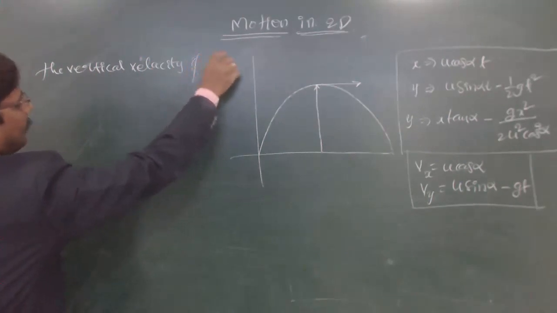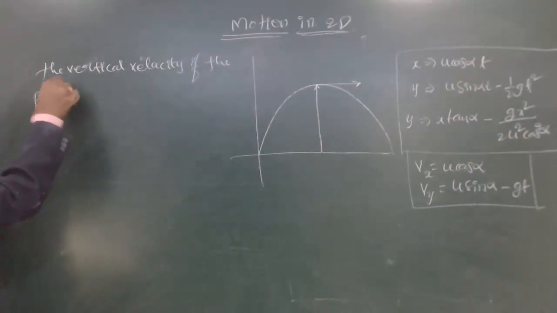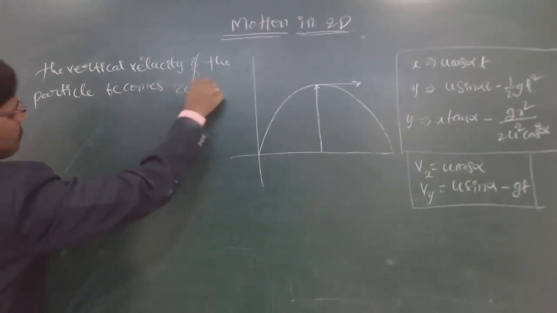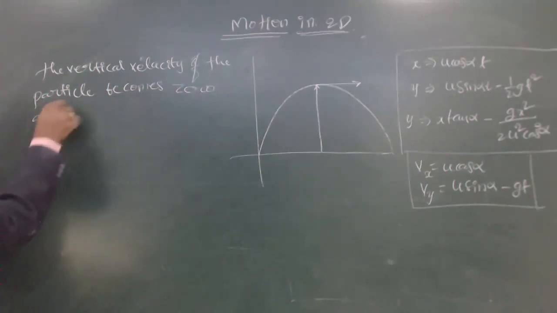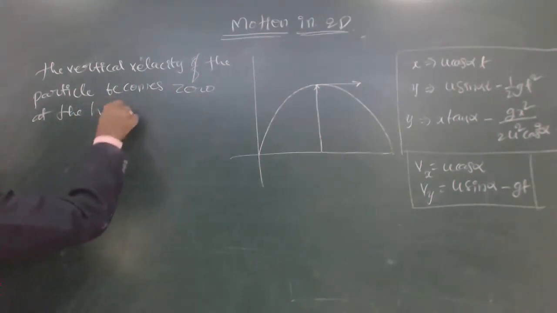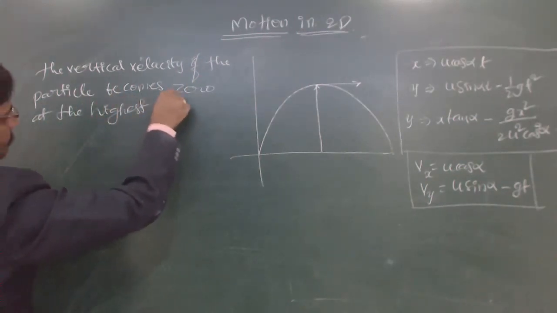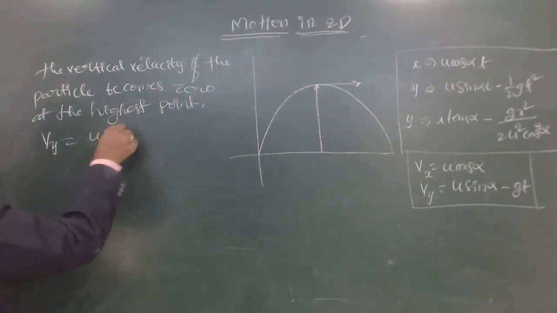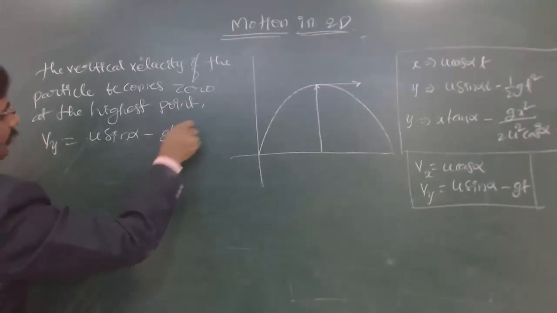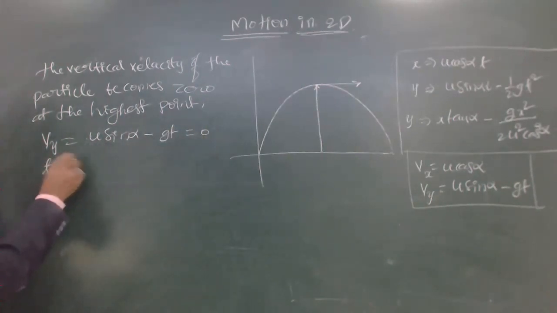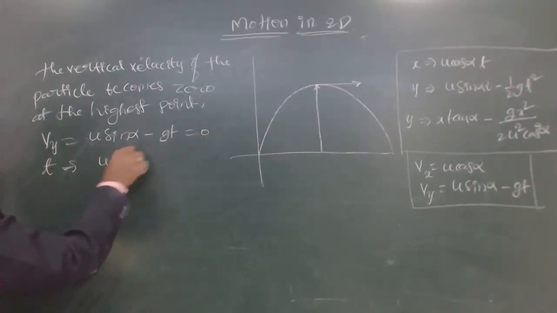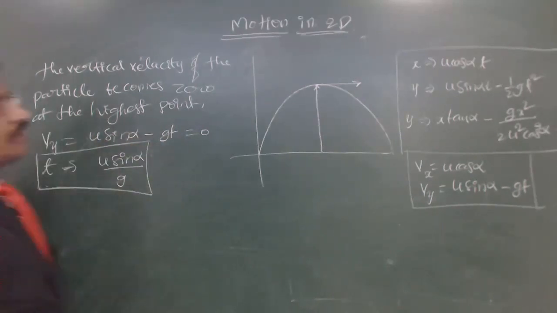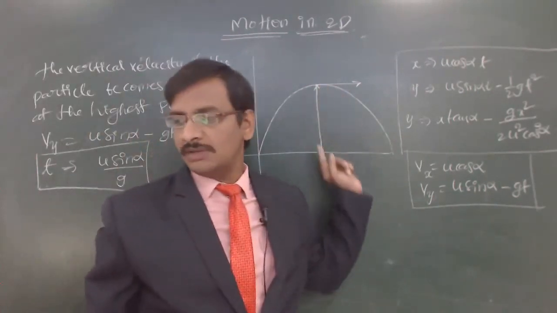The vertical velocity of the particle becomes 0 at the highest point. vy equal to u sin alpha minus gt equal to 0. It implies t is equal to u sin alpha by g. And this is the time at which the vertical component of the velocity will become 0.